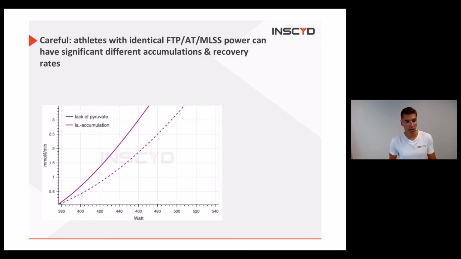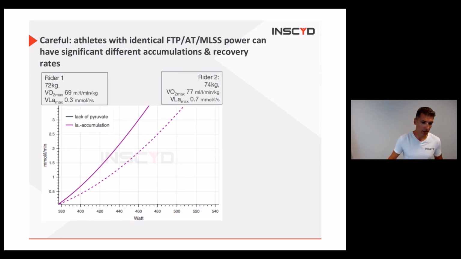This is lactate accumulation, solid line, dashed line. This is 2 athletes. It goes to 0 at the same power output. So they both have the same threshold, FTP, max lactate steady state, right? But they both have a significantly different metabolic profile. Lower VO2 max, lower VLA max in case of rider 1, and higher VO2 max, higher VLA max in case of rider 2. And if you just look at it, it might not appear to be this big, right?